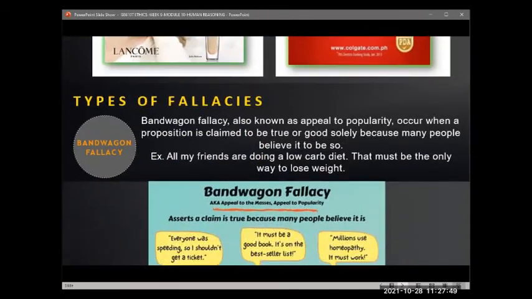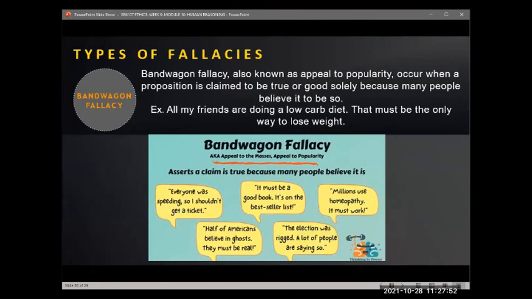Similar to this one, class, is what we call the bandwagon fallacy. The bandwagon fallacy, also known as appeal to popularity, occurs when a proposition is claimed to be true or good solely because many people believe it to be so. Example: all my friends are doing a low-carb diet, so that must be the only way to lose weight. You can notice that because most of his friends are doing this kind of diet, he believes that it is the only effective way to lose weight.